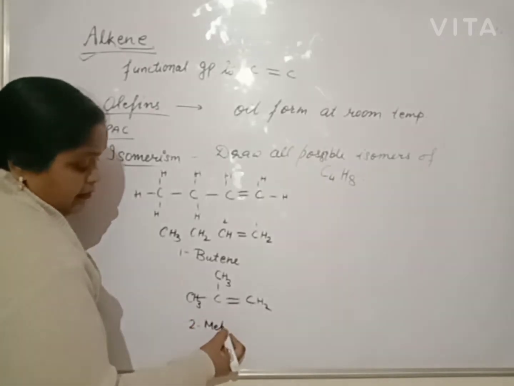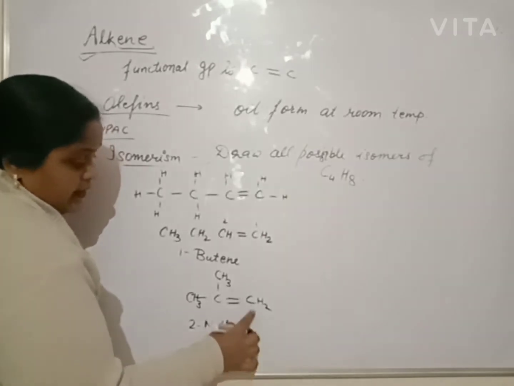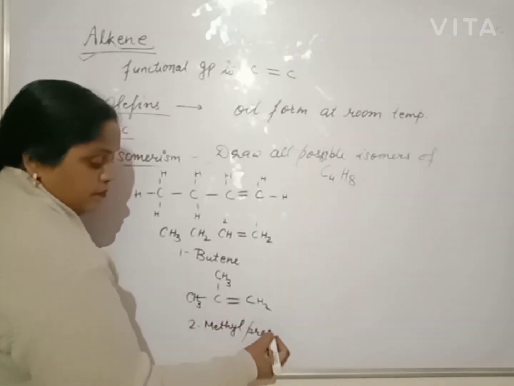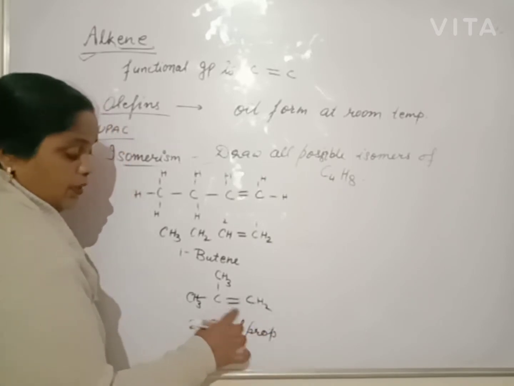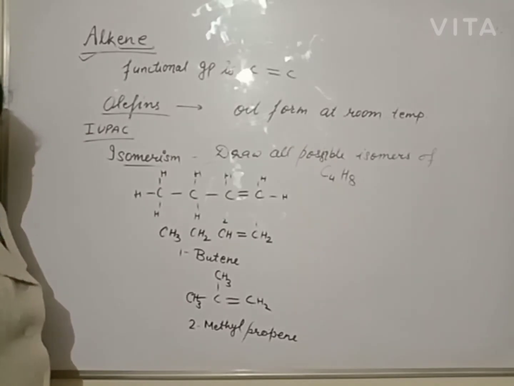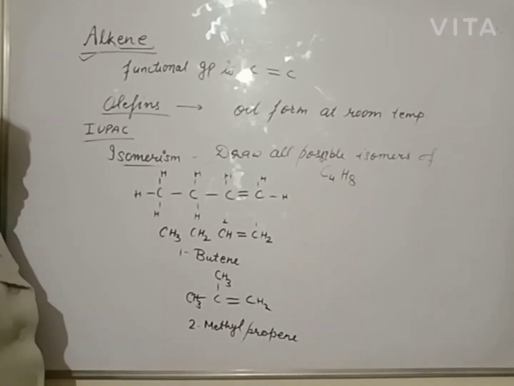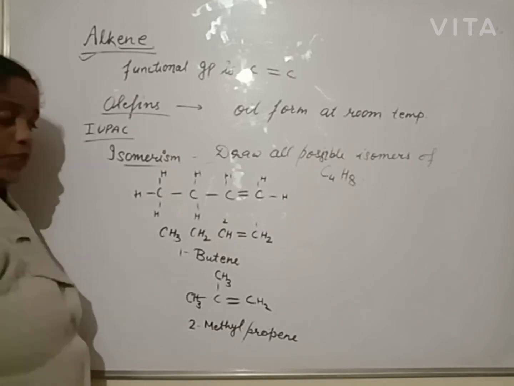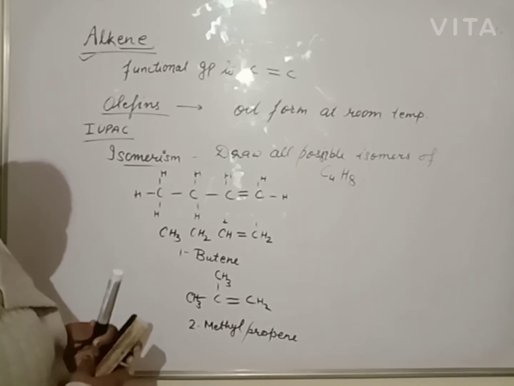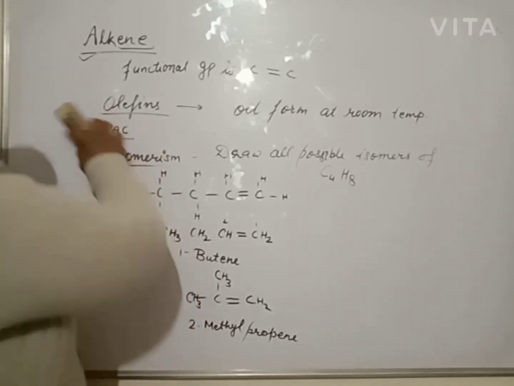Naming: 2-methyl, 3 carbon in chain, prop. For double bond it is ene. The double bond is at position 1, so there is no need to write 1-ene. If you write prop-1-ene, it is okay. If you write propene, it is also fine. A chain length of 2 carbon is not possible. So 2 structures are there.